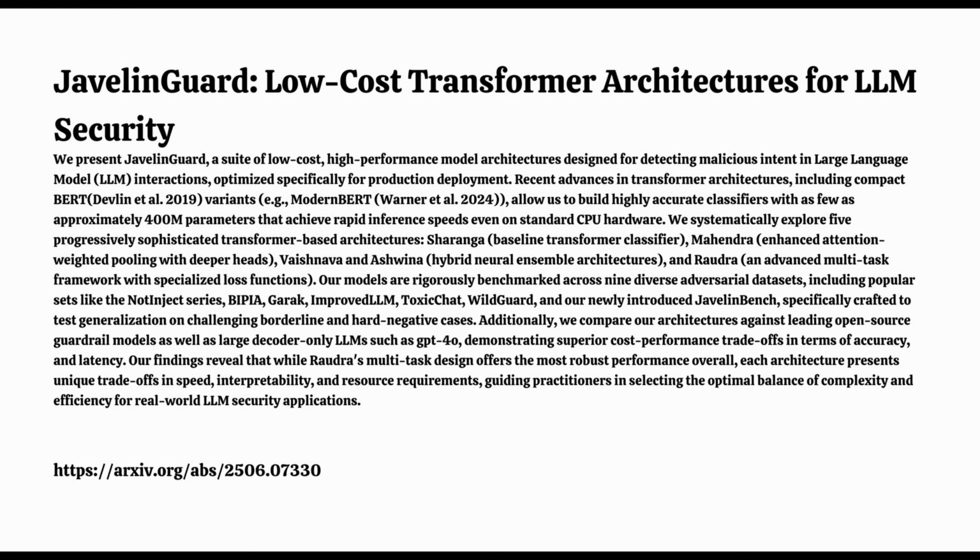And interpretability. Similar to random forest, XGBoost also offers partial interpretability through its feature importance scores. So it's another way to potentially get some insight into the decision-making. Okay, so Vaishnava and Ashwina explore these hybrid models, maybe gaining some interpretability while still leveraging the transformer's power for understanding the text nuances. That brings us to the last one, Raudra, described as their advanced multitask framework. Sounds like the top tier.